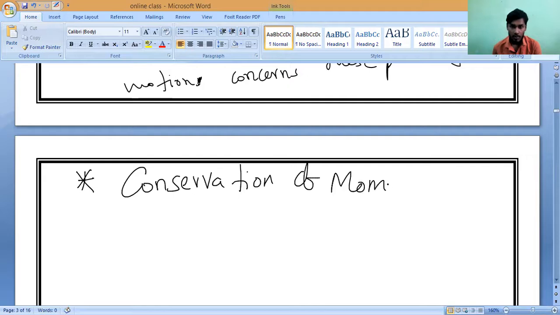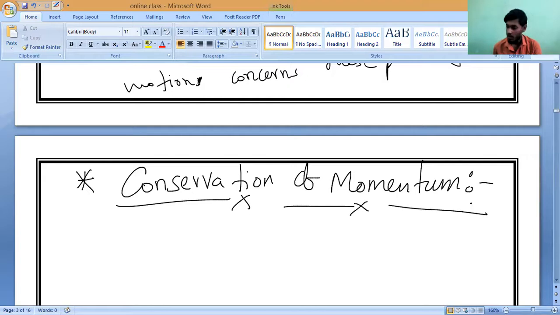Conservation of momentum. Do you understand, all of you? Shall I say? Yes, sir. So let's proceed now. Very, very important. Understand? This definition will come so many times, so you have to remember that.